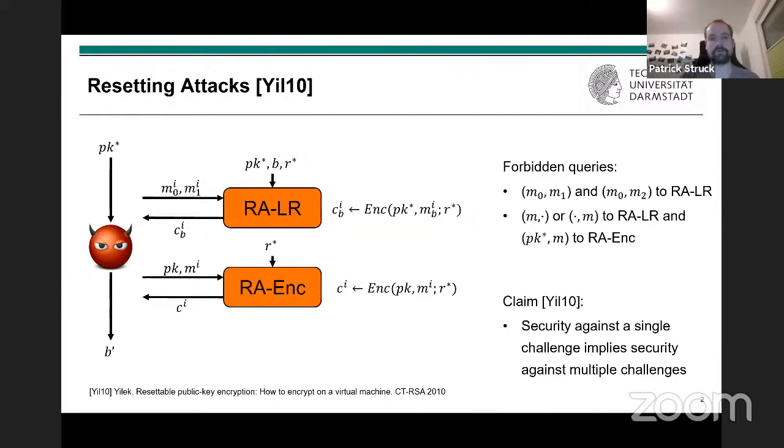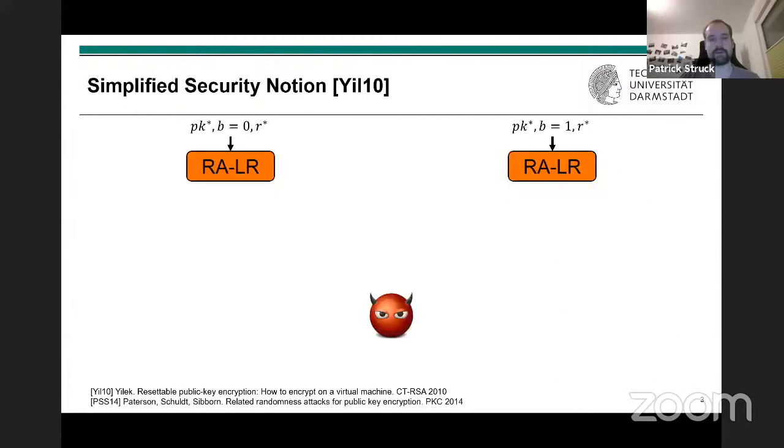Now the claim made in this paper is the standard one for NCPA security, that we can focus on an adversary making only a single query to the challenge oracle, and this implies security against adversaries making multiple queries. So essentially, the adversary tries to distinguish between the 2 cases where the oracle is instantiated with the bit 0 and with the bit 1.